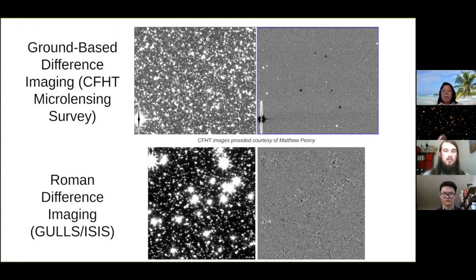So here at the top, we see an example of difference imaging for ground-based data, and here we see it for my simulated data. And you can tell that it is a lot blurrier down here. So the pockets of white and black, which are brightening and dimming, are a lot noisier. And this is largely due to undersampling.